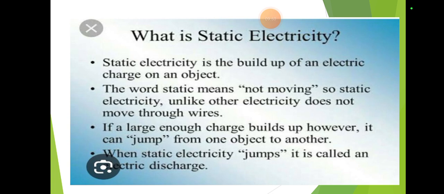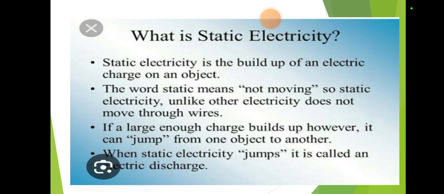The word static means not moving. So static electricity, unlike other electricity, does not move through a wire. It's a type of electricity that does not move through wire, whereas other electricity moves through the wire and flows. Yes, it's not moved.